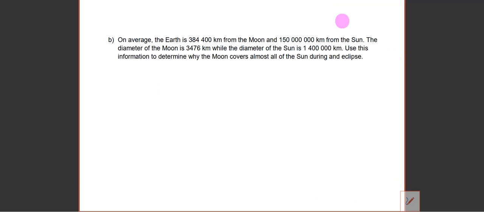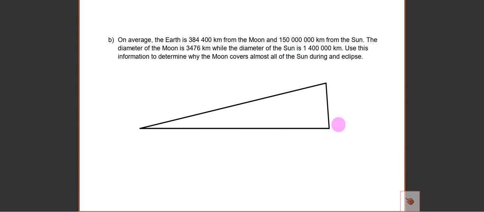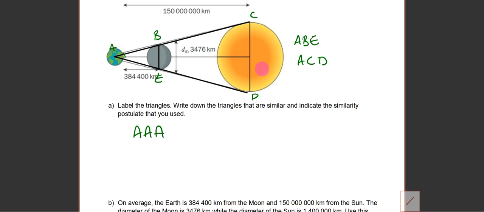It says on average the Earth is there, blah, blah, blah, lots of numbers. Use this information to determine why the moon covers the sun. To be honest, it's not the easiest, but it's a 7-8 question, isn't it? That's why, and basically, if we look at the diagram, I'm going to take just half the diagram, that top half. That's all I really need to show.